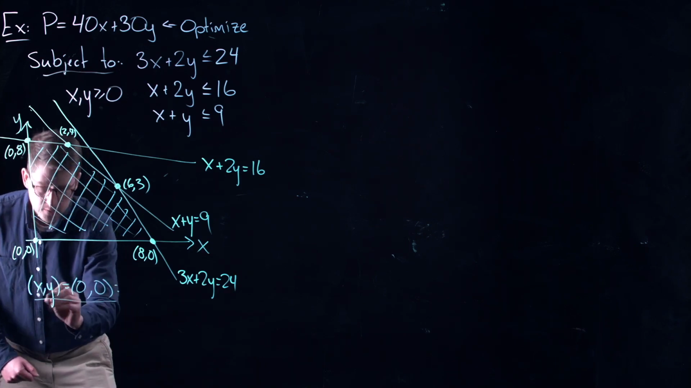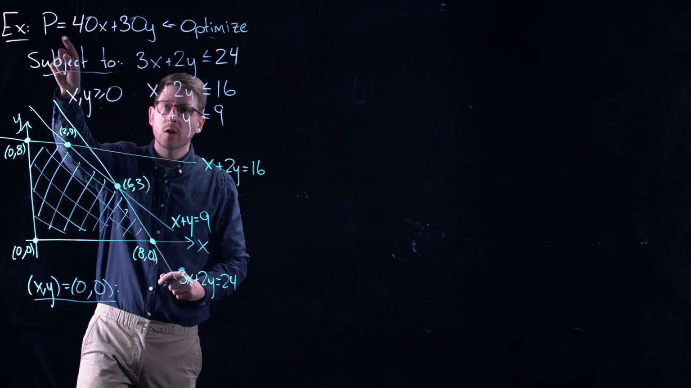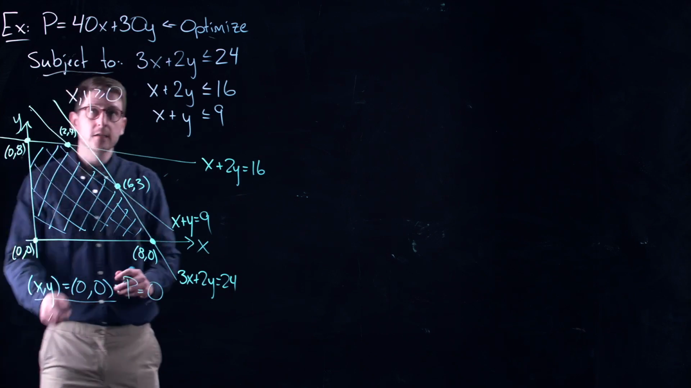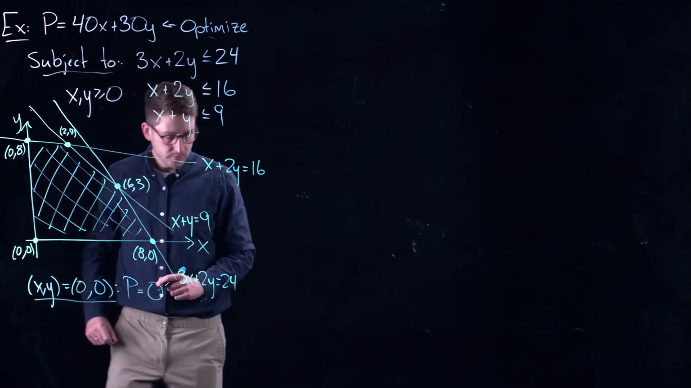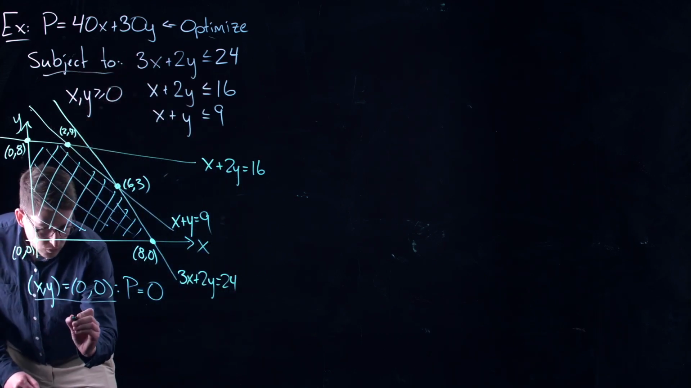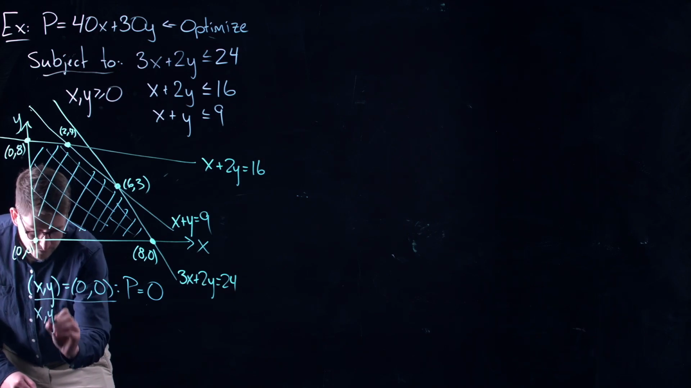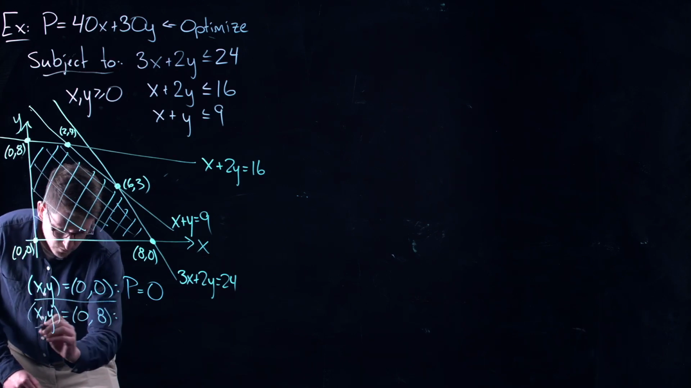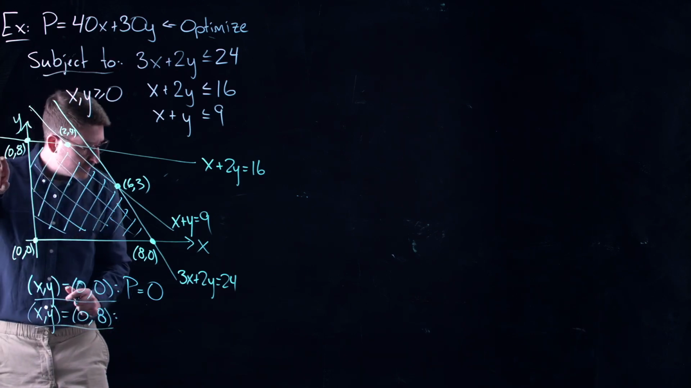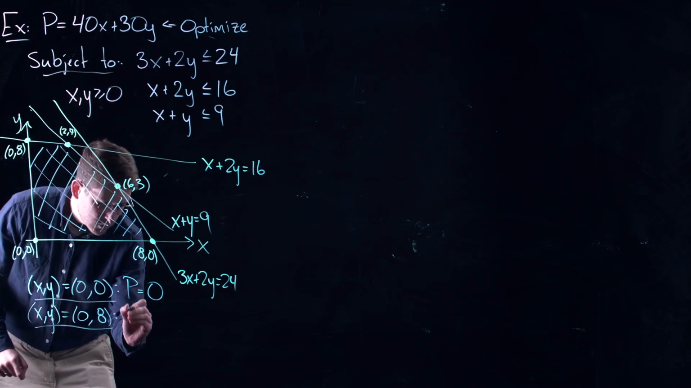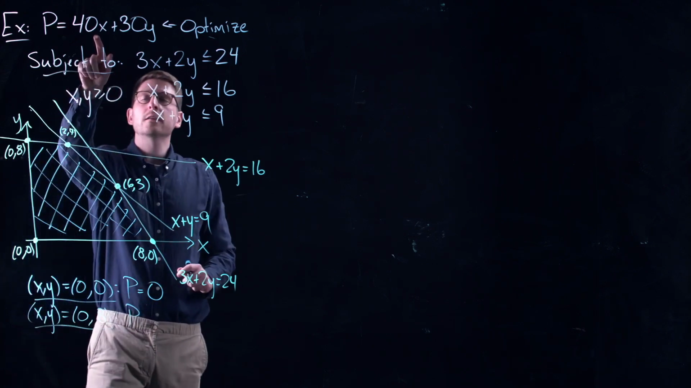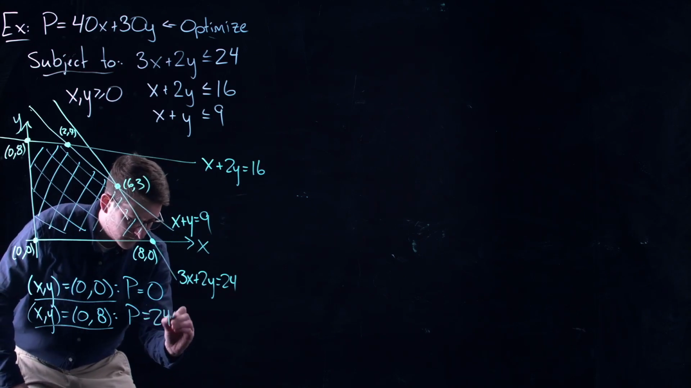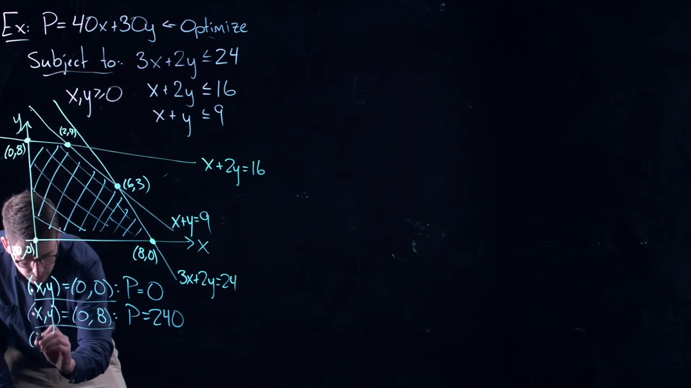Well, when I put this into my function p, again, this is what I wanted to optimize, this gives me p is equal to 0. That's easy, right? x and y are equal to 0. Okay, then let's do x, y equal to 0, 8. Okay, so that's this point up here. When I put this into my function, x is equal to 0, y is equal to 8. This gives me 240. All right, let's keep going.